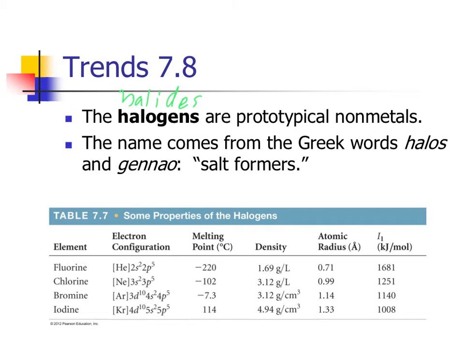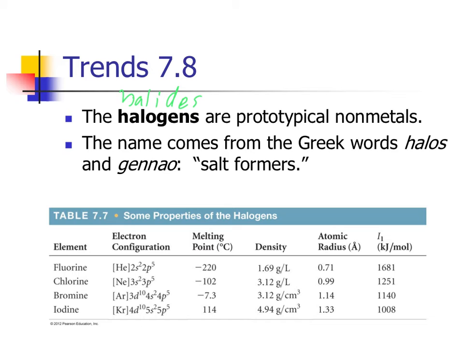Their reactivity actually increases as you go up the periodic table. So that's a little bit different than what we have been working with. A lot of the ones with metals, their reactivity increases as you go down. Well, with the halides or the halogens, their reactivity increases as you go up.